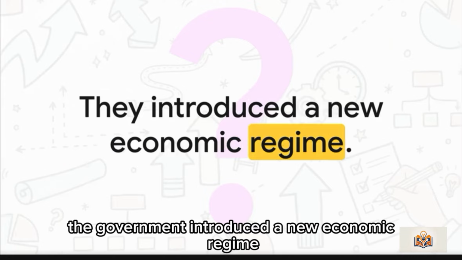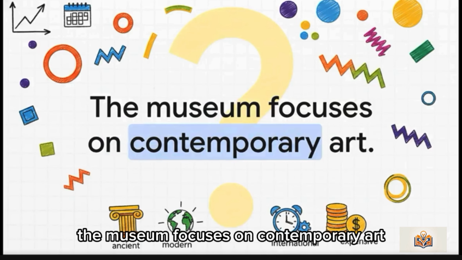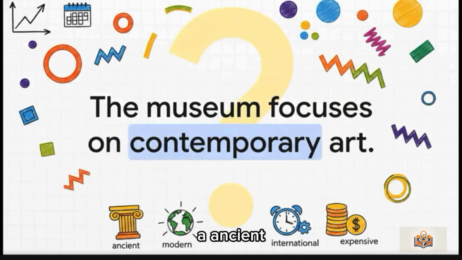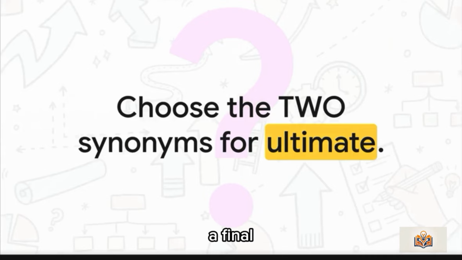The government introduced a new economic regime. A, celebration, B, system, C, prediction, or D, document. The museum focuses on contemporary art. A, ancient, B, international, C, modern, or D, expensive. Choose the two closest synonyms for ultimate. A, final, B, greatest, C, prior, or D, temporary.